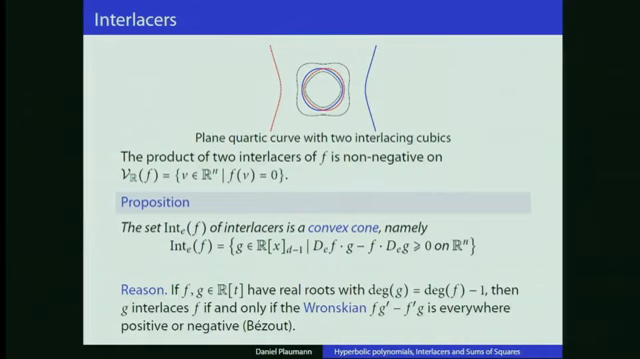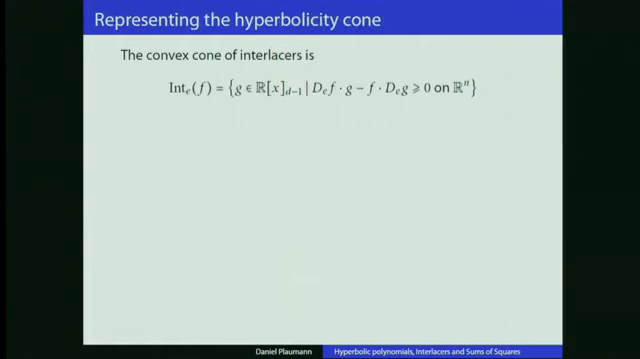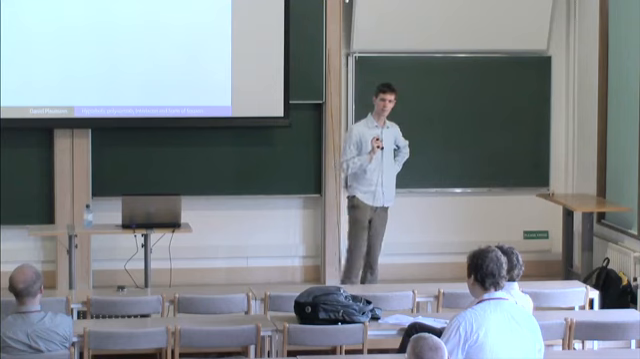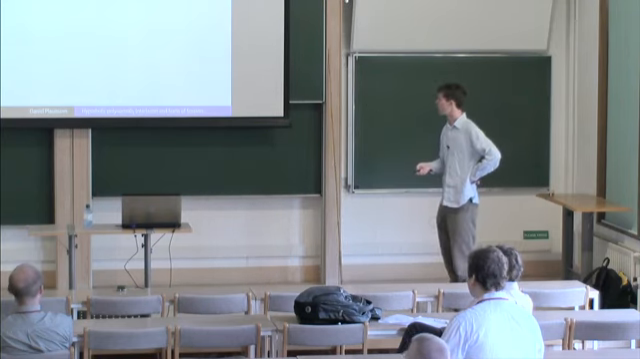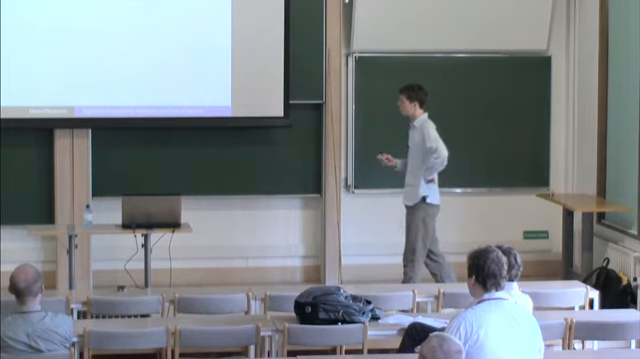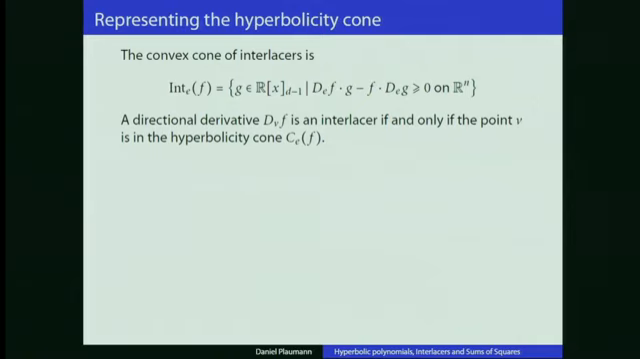And now, on the other hand, let me keep this up here, you have this description of the interlacer cone. And then, on the other hand, I told you if you take a directional derivative in a hyperbolic direction, you get an interlacer. And again, this is if and only if. So if you take a directional derivative of f, it will be an interlacer if and only if the direction was in the hyperbolicity cone. It's not too hard to show. Once you run out of this cone, you will have some non-interlacing going on.